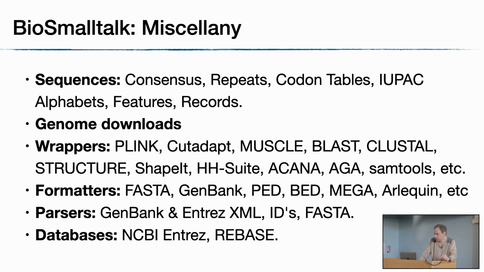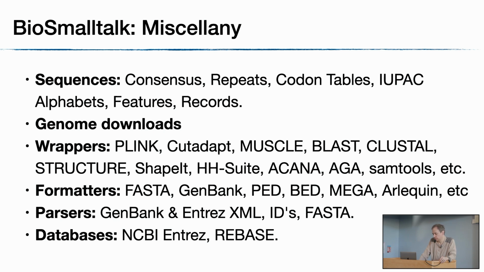And codon tables, which are useful for translating proteins, and this is all implemented following the nomenclature of IUPAC, the International Union of Pure and Applied Chemistry. And of course, I've shown the alphabet, features and records, which are more high-level representations of the information of sequences. And we also have one-liners to download genomes of the species that you want. The genomes are also versioned.